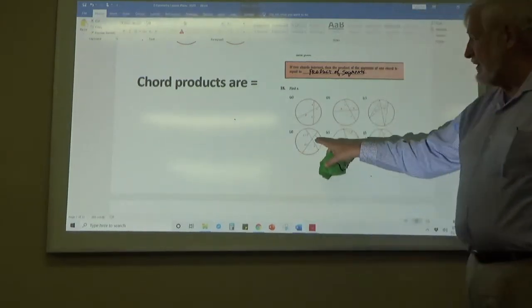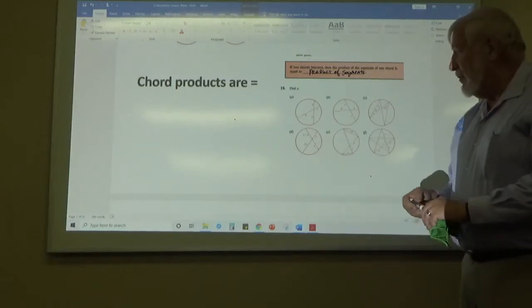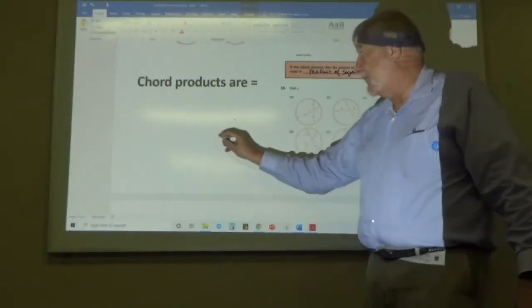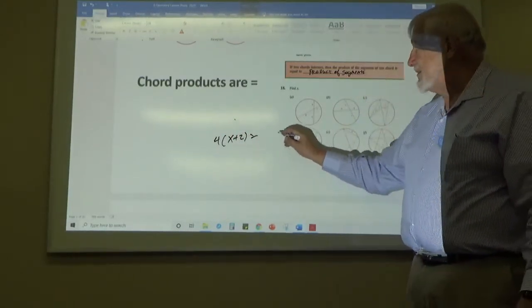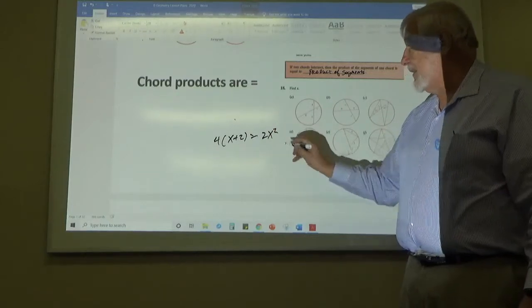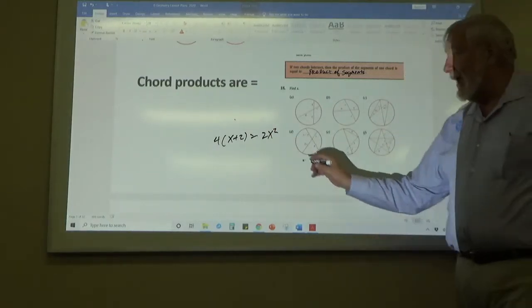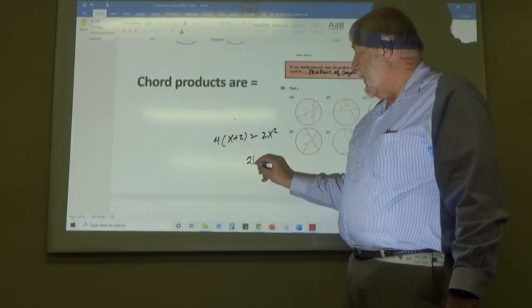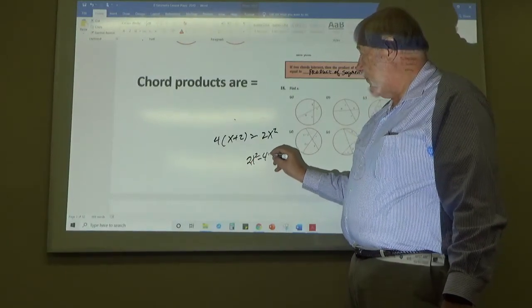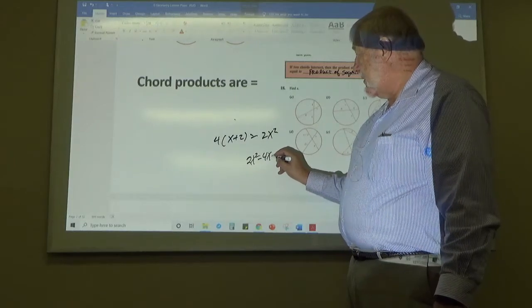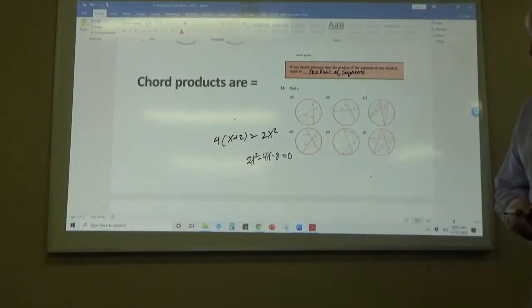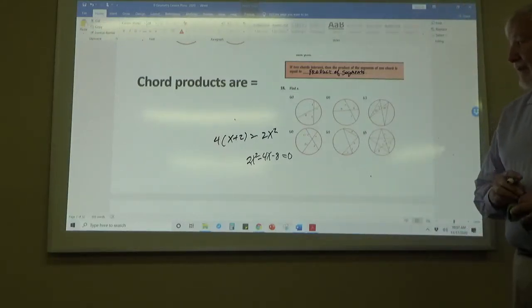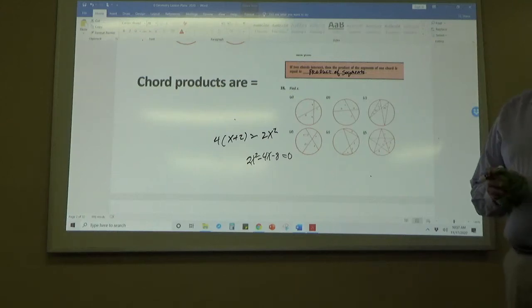All right, now when we go to this one, the math is a little bit tougher, but it says 4 times x plus 2. So 4 times x plus 2 equals 2x times x, which is 2x squared. So now if I use my quadratic formula, I have 2x squared minus 4x minus 8 equals 0. A 2 will factor out of that, but that's going to be the quadratic formula: negative b plus or minus the square root of that.